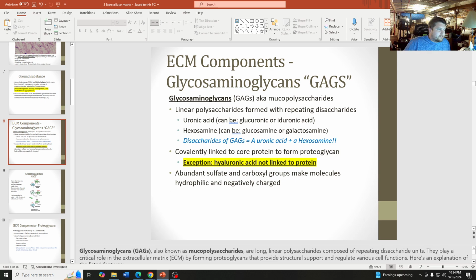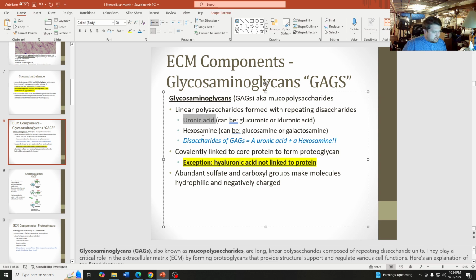Then abundant sulfate and carboxyl groups make molecules hydrophilic and negatively charged. So things you want to remember: the uronic acid and the hexosamine, that they're turned into disaccharides, and then they bond to a core protein, which we'll see in a second, to form the proteoglycan. And then remember that exception.